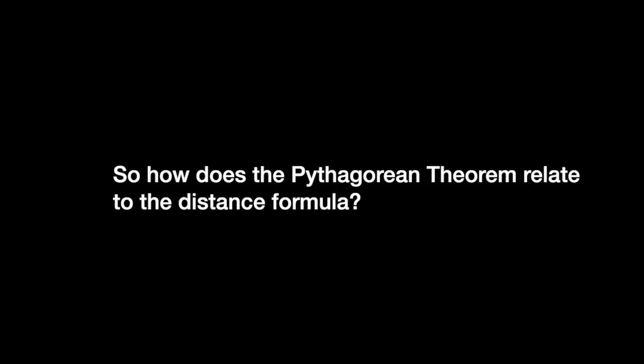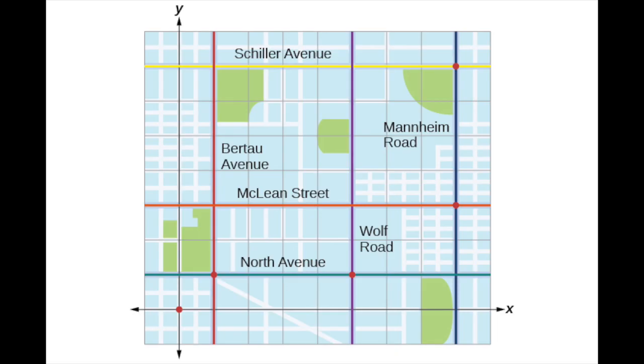So, how does the Pythagorean theorem relate to the distance formula? Well, let's say I have a map where everything has a point on the x-axis and the y-axis. What could I specifically use the Pythagorean theorem to do? Pause the video for a second and think about it. I could use the Pythagorean theorem to find the distance between any two points, between really any two locations here.